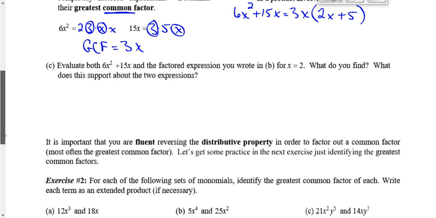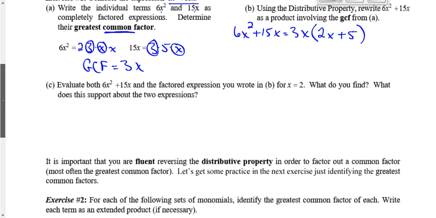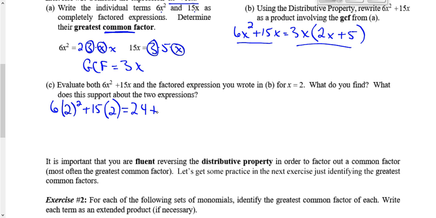What do they want to do in C? They want us to plug in 2 to both of these expressions and see if we get the same result. In other words, are they equivalent? So we'll do that real quick. 6x squared, but x is 2, so it'd be 6 times 2 squared plus 15 times 2. What's 2 squared? And then 6 times 4 is 24, plus 15 times 2 is 30.